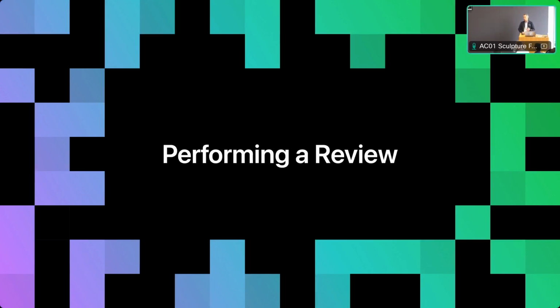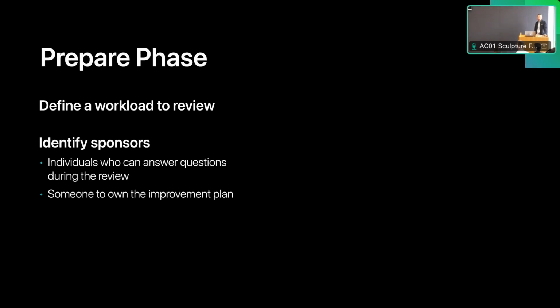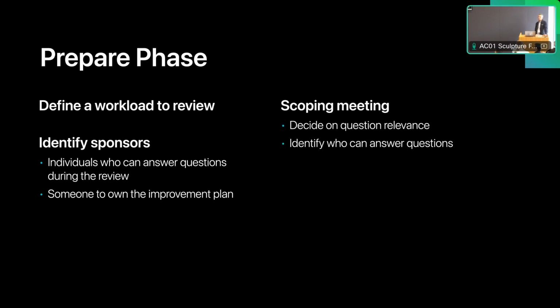Let's talk about how to do a review next. There's 3 phases to this. You would prepare for the review, then you would actually do the review, and then you would act upon the review, so to improve your solution. For the prepare phase, this is where we define the scope of the workload. This is where we identify the sponsor. These are the folks who will be answering the questions, and we would also specify an owner for the improvement plan. We would hold a scoping meeting where we would decide which questions are relevant.